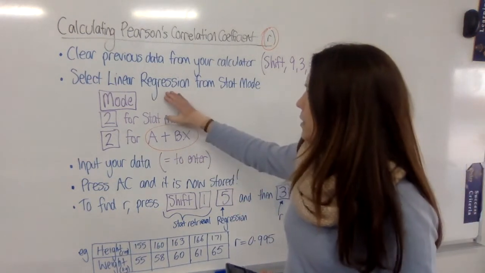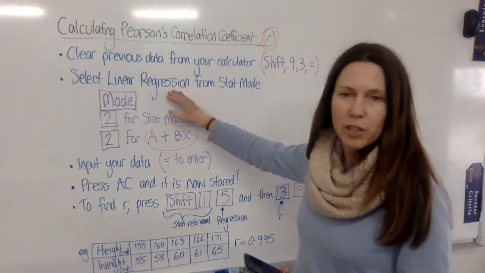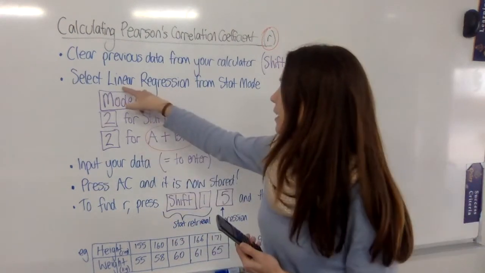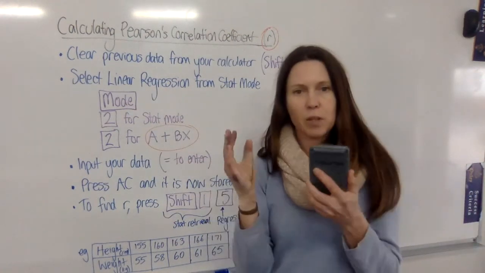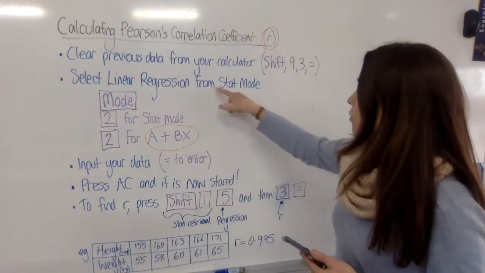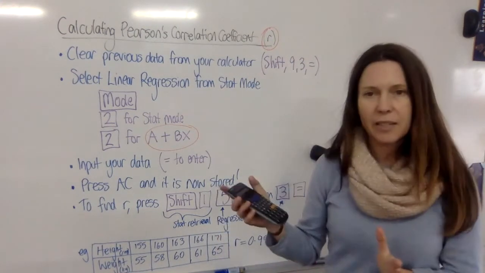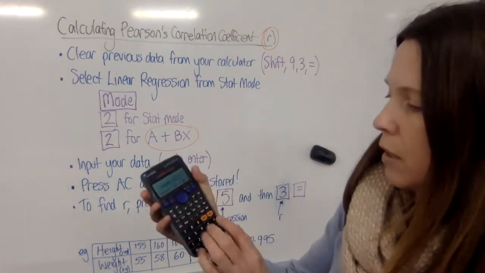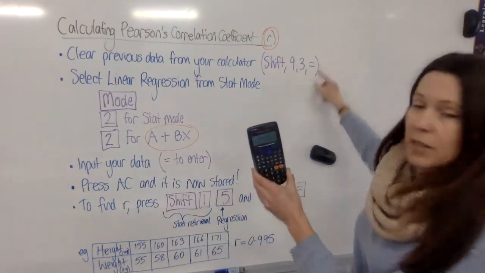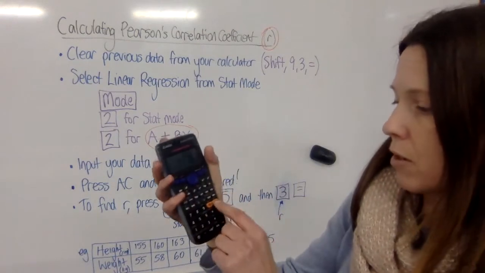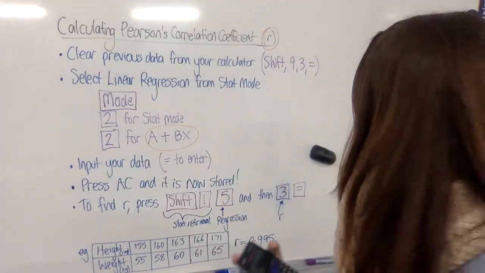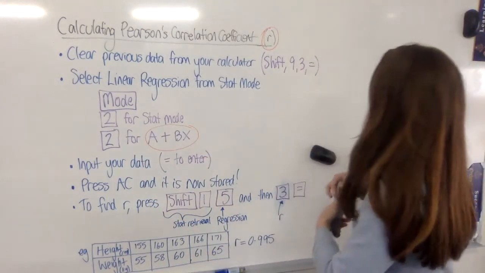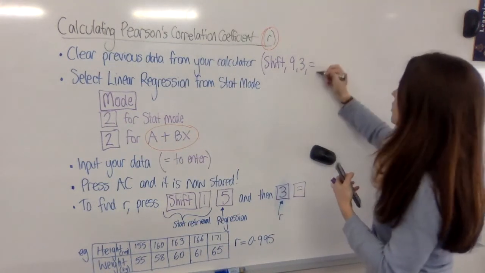All right, next we want to select linear regression, because that's finding a line and finding the association between two things, from our stat mode. So to get into stat mode straight up, it makes sense you're going to hit the mode button. Oh, by the way, at the end of this, it says press the all clear button. So it's given you that command. Go ahead and do it. We could add that to our notes. We actually need all clear there at the end.